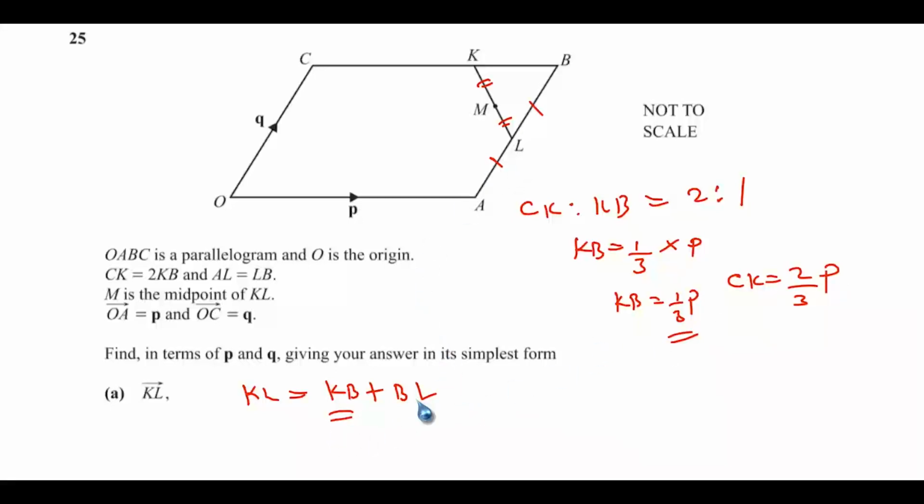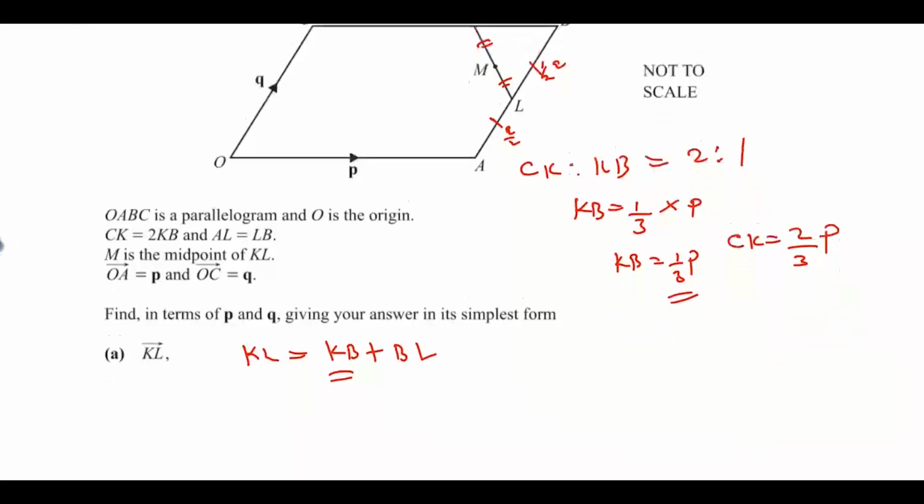The next thing is to get BL. To get BL, we know that AL and LB are equal, and we know that AB will be equal to Q. We are told that these two vectors, AL and LB, are equal. So that means this part will be Q over 2, that is 1 over 2 multiplied by Q. So I think we can finish this up now.